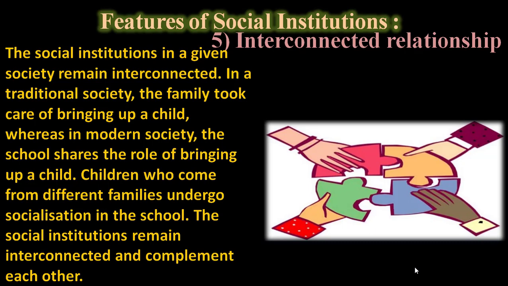Children who come from different families undergo socialization in the school. In a school, children come from different communities and different families, and there they undergo socialization. Social institutions remain interconnected and complement each other. So that is the best feature of social institutions, interconnected relationships.